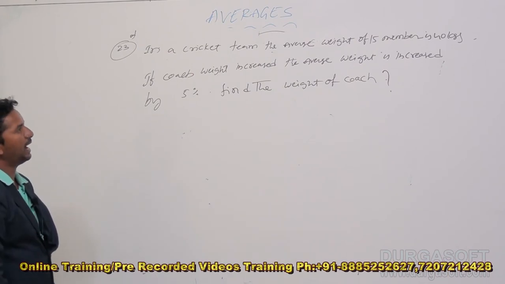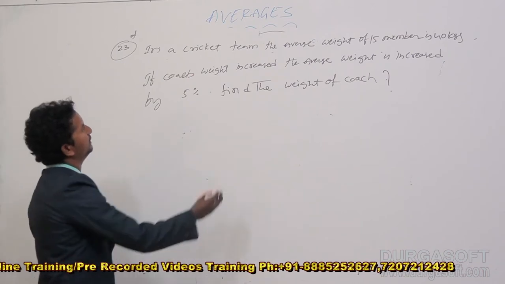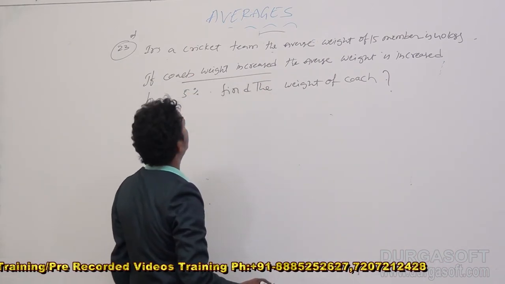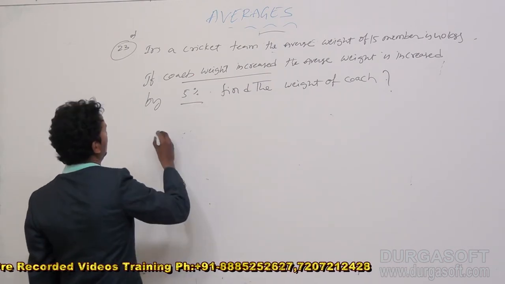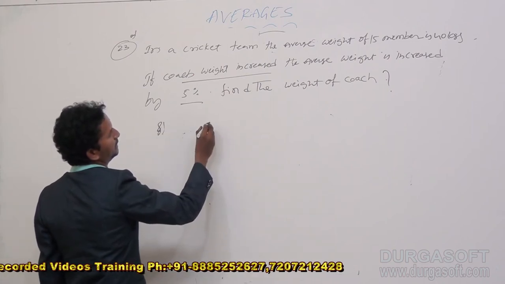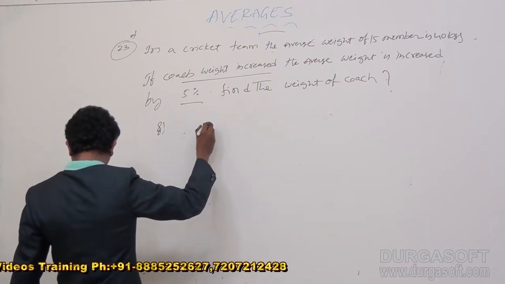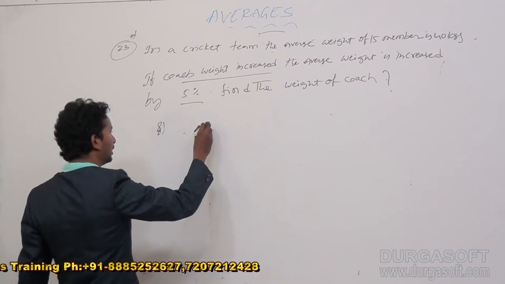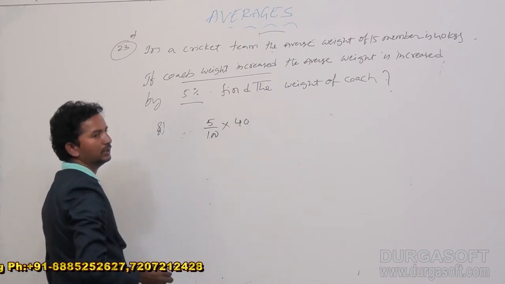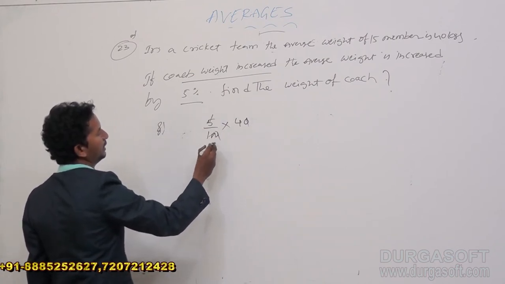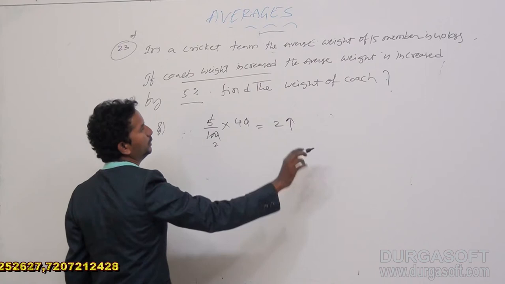In a cricket team, the average weight of 50 members is 40 kgs. When the coach is included, the average weight increases by 5%. Find the weight of the coach. Previously the average is 40 kgs. Now find 5% of 40, which is 5 by 100 into 40. The zero cancels, 5 ones are 5, 5 twos are 10, so the average increases by 2.